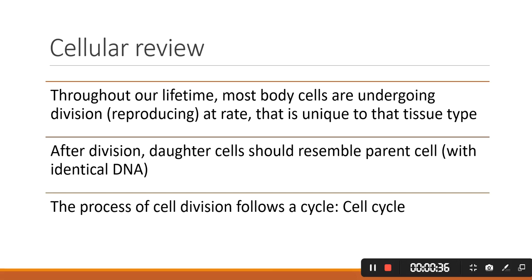So what does this line say? Most of our body cells undergo reproduction. Okay, not the nerves and the muscle cells. Most of the cells undergo reproduction. Now they reproduce at a rate which is unique to the tissue, right?